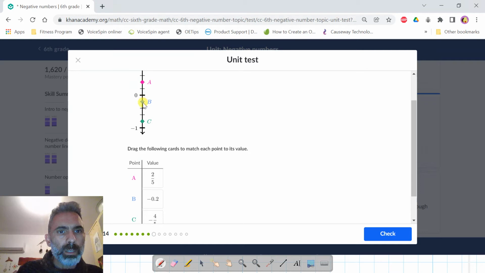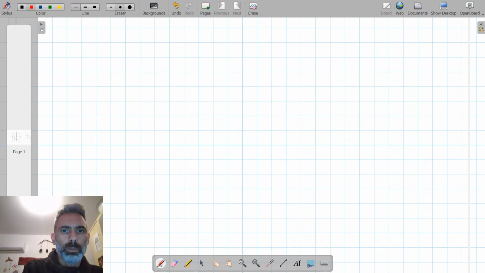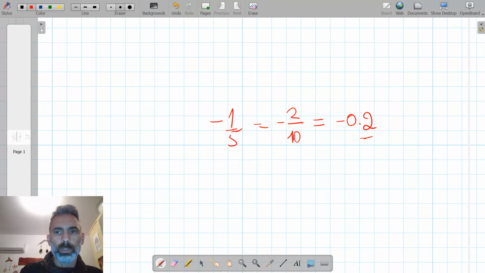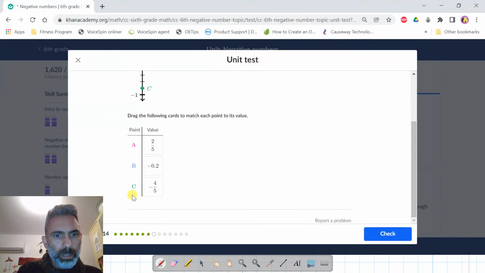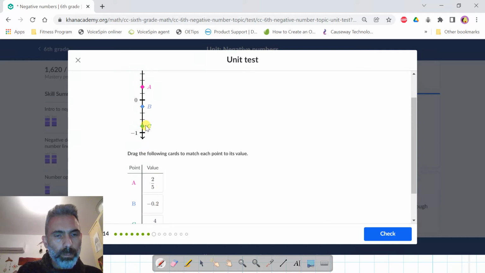B is negative 1/5, which is also negative 0.2, because negative 1/5 is equal to negative 2/10, which is the same as negative 0.2. 2 is in the 10th place. And C is negative 4/5. Okay.